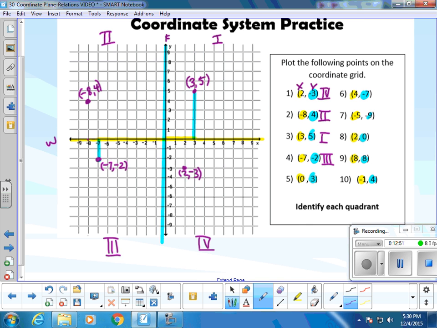For number 5, it says I go 0 on the x-axis, which means I don't move. I'm right here. And then I'm going to go up 3. So this is 0, 3.